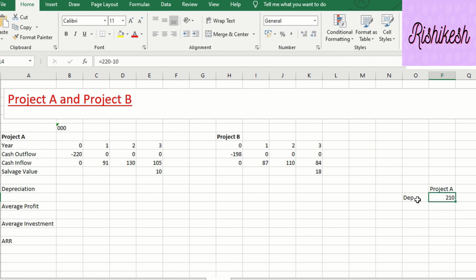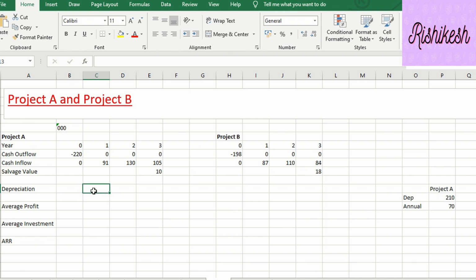So 210 is the total depreciation. Similarly for project B, what is the total depreciation? 198 minus 18, 180. Now annual depreciation, can we find out? 210 is distributed over how many periods? See, from 0 to 1 there is one period, from 1 to 2 there is second period, from 2 to 3 there is third period. So there are total 3 periods. So divide by 3, that will give you an annual depreciation of 70. Similarly, if you divide 180 by 3, you will get an annual depreciation of 60.